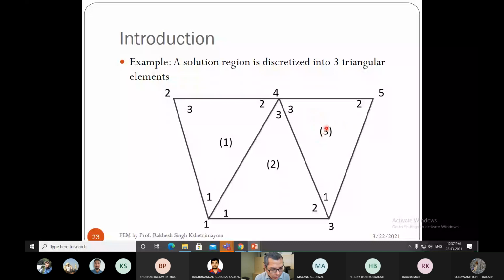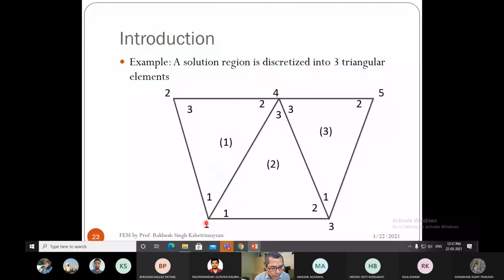So we want to find the coupling coefficient matrix for every triangular element, and there are two kinds of coupling coefficient matrix. One is the local one and one is the global one. For every local element, we'll find the local stiffness or coefficient matrix for triangular elements 1, 2, and 3. Then we'll assemble all of them and find what is called the global coefficient matrix.